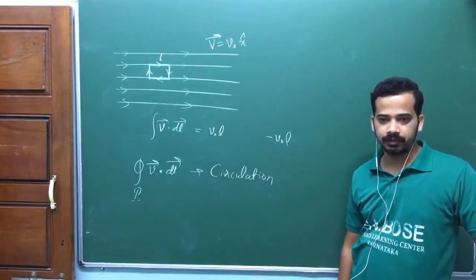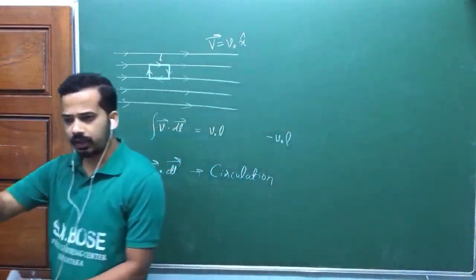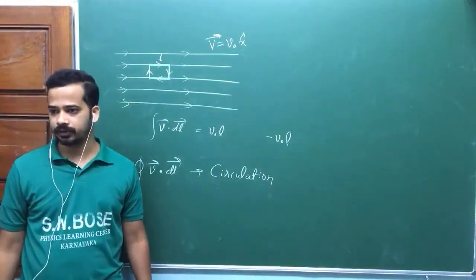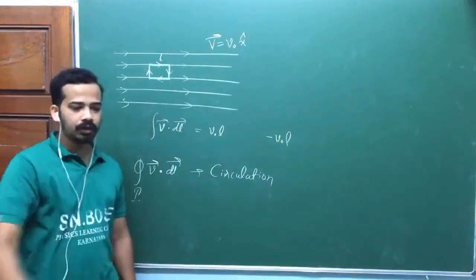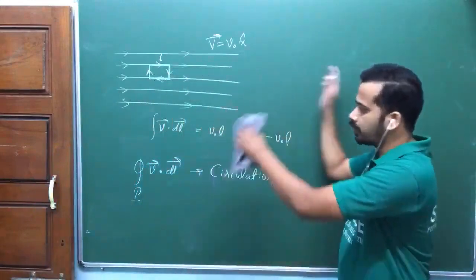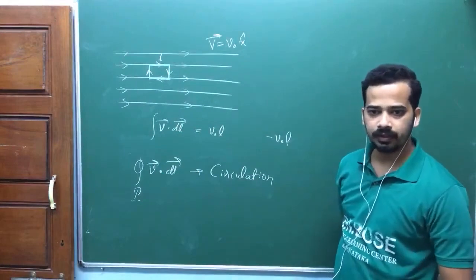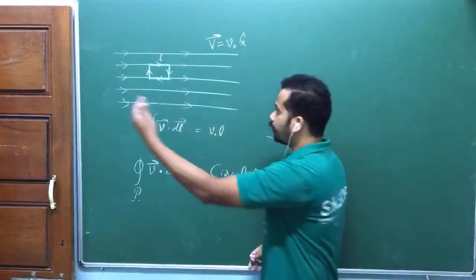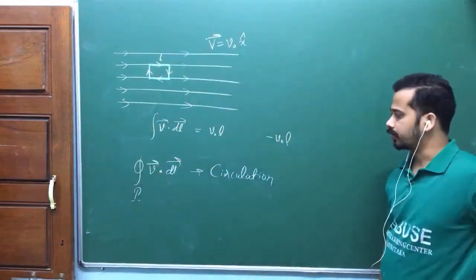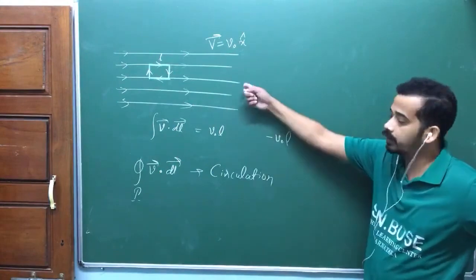Are you getting my point? So that's why this closed line integral is a measure of how much circulation our vector field is doing. Here our vector field is not doing circulation at all. It is going parallel and its strength is constant. It is a uniform vector field. Think about it, it is not circulating, is it? It is going parallel to each other. So that's why we say circulation is 0 for this vector field.